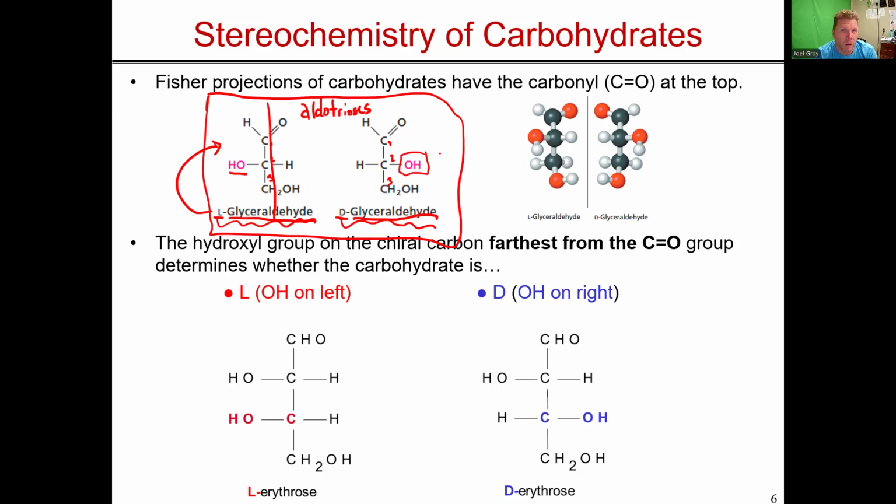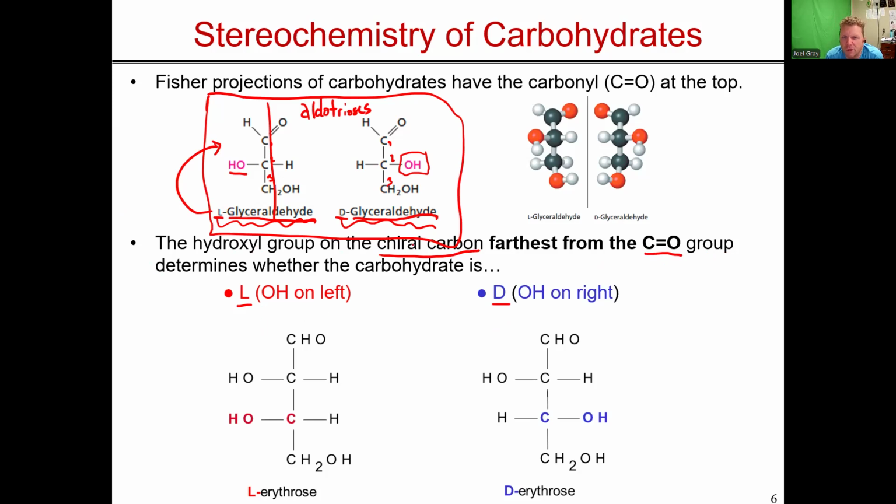This hydroxide group being found on the right-hand side of my structure makes this D-glyceraldehyde. The hydroxyl group, so that is the single hydroxide group on a chiral carbon in this structure. Now, with that in mind, there's a couple of different ways that you can describe this. In every single sugar, there's going to be one hydroxide group that determines the sugar being designated as a D sugar or an L sugar. The hydroxyl group on the chiral carbon farthest from the carbonyl group determines whether the carbohydrate is an L or a D.